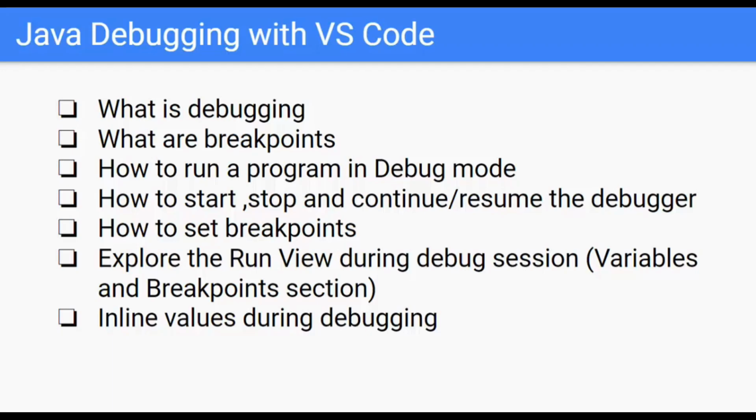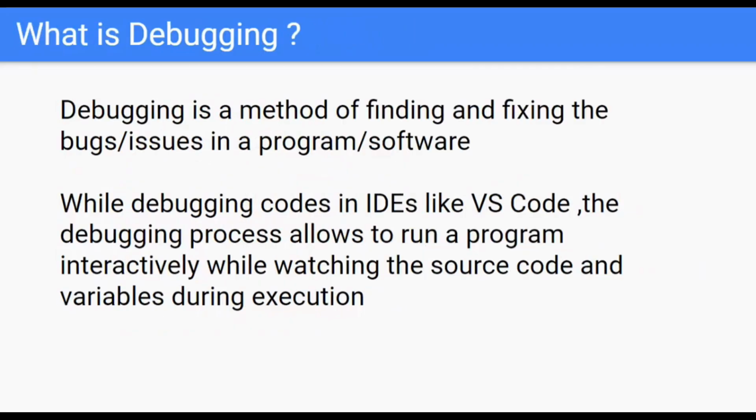Exploring the run view during the debug session, we would explore the variables and the breakpoint section. And also we will go through inline values during debugging. So this is the very beginning of Java debugging. So only the basics we will understand here. We will discuss more advanced things in the upcoming lessons.